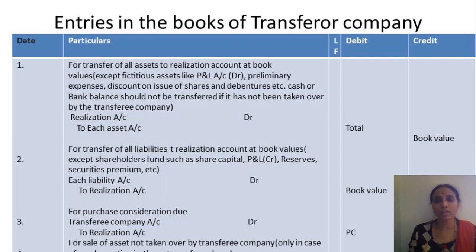So we have seen the X company and Y company forming the new company, Z company. So transferor company is X company and transferor company also becomes a Y company, wherein in case of merger.